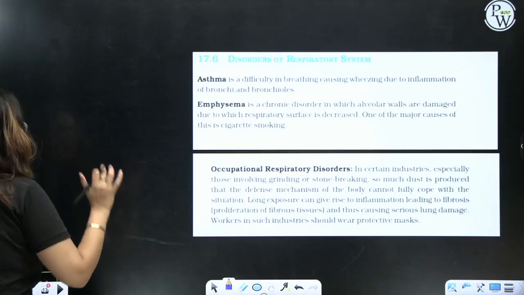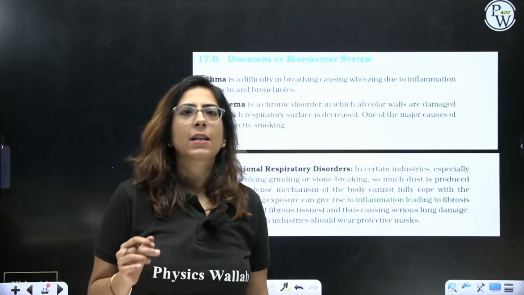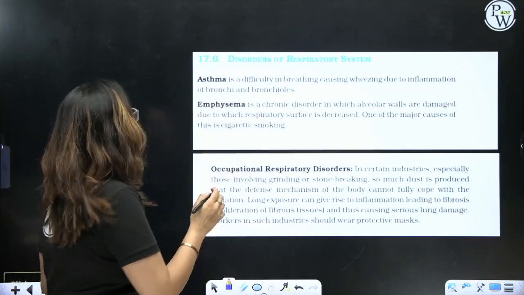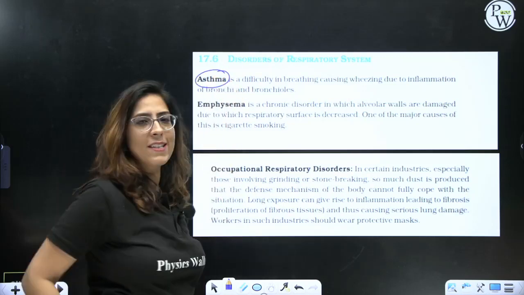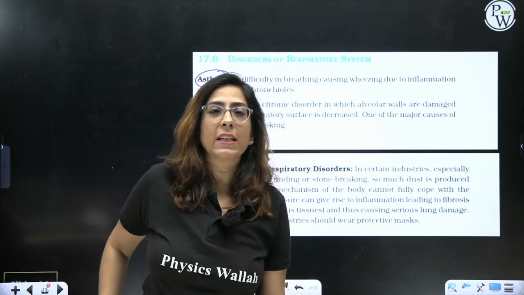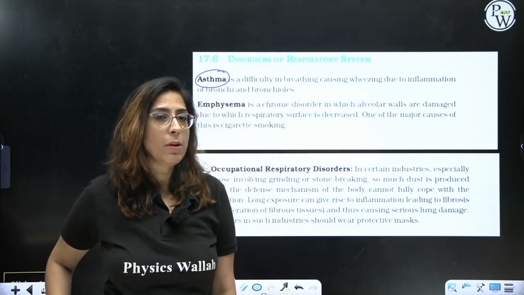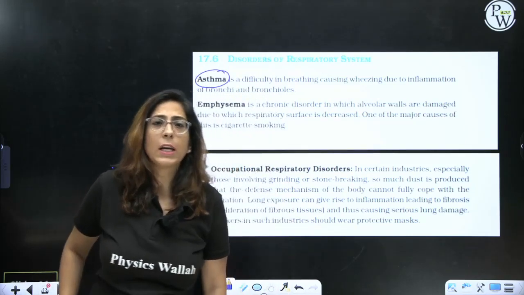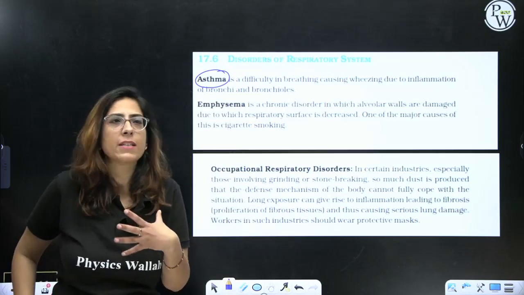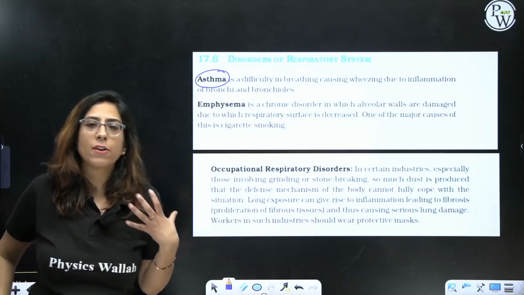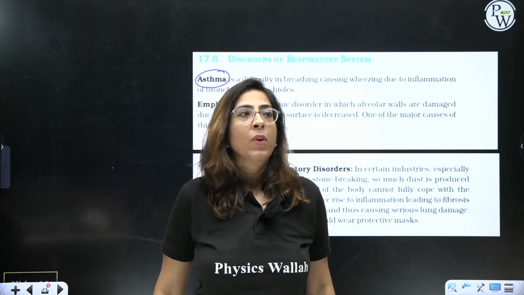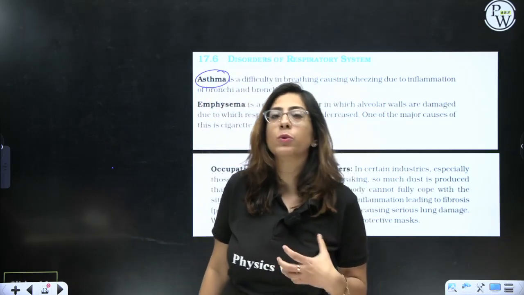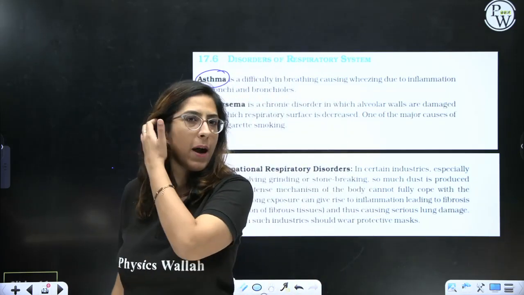Now, very good. We are at the last topic of this chapter, which is the disorders of the respiratory system. Asthma. What is this asthma? Asthma means a person is facing difficulty in breathing. The person is not able to breathe, and when a person is not able to breathe properly, there will be a wheezing sound. This is an allergic reaction. Spasm of smooth muscles occurs, mucus is produced, and the person is not able to inspire and expire properly.